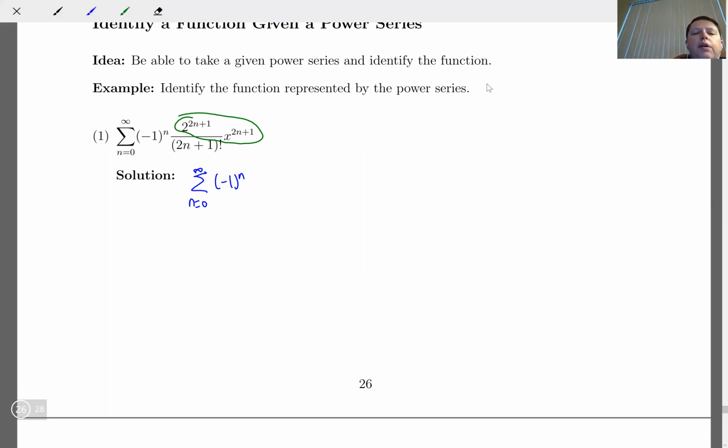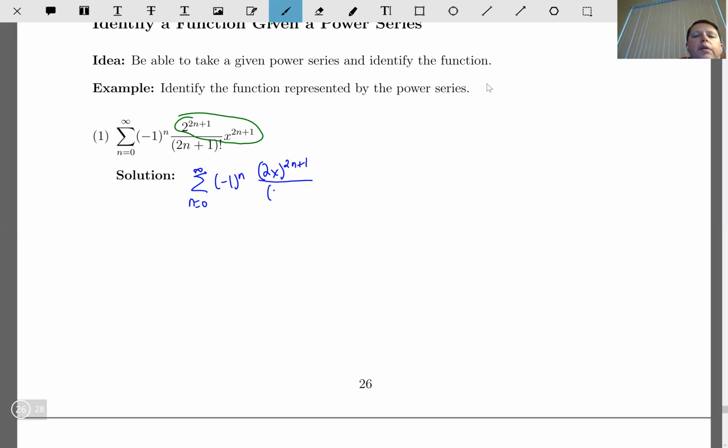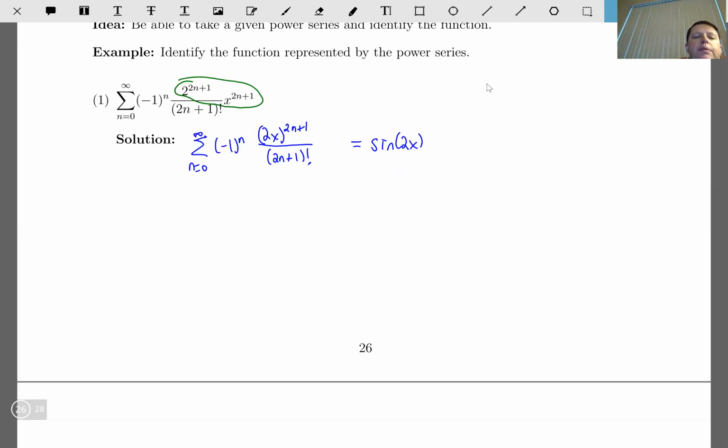Now, these are partly an art form and partly just recognition of stuff. So we're going to have 2x to the 2n plus 1 over 2n plus 1 factorial. And right here, you're supposed to recognize that this is equal to sine of 2 times x. So you're supposed to recognize that this is precisely the Taylor series of the sine of 2x.